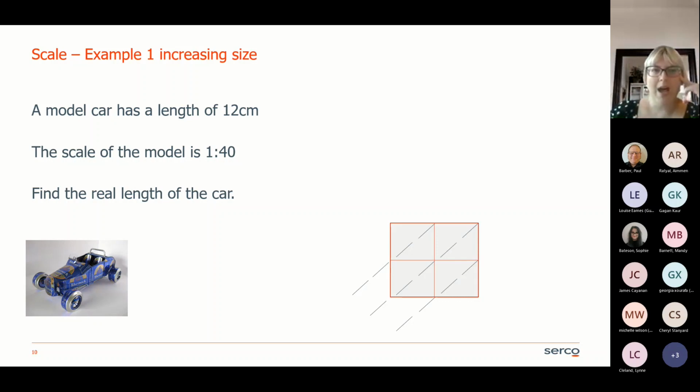So we've got a model car has a length of 12 centimetres. Oh, we've got an answer already, 48 centimetres. We shall see.